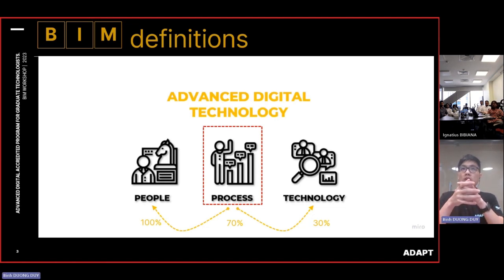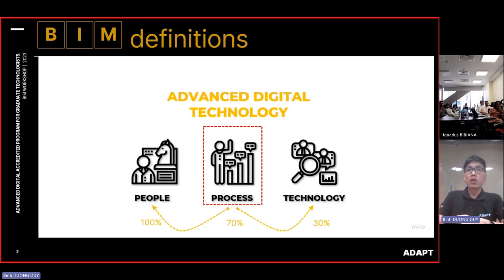But actually technology only covers 30% to help BIM implementation. The 70% lies in the process. So you just have to understand a little bit that BIM is actually more about the process. But of course we still need people on any project. Before, projects were delivered successfully just by people, by humans. At that time, no technology, no process, but we were still able to make projects successful.